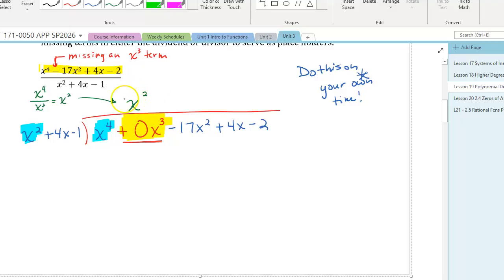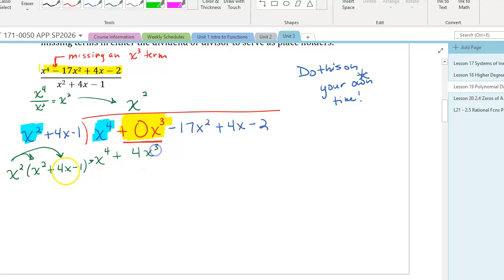So you're going to take what you put on top and you're going to multiply it by the entire polynomial outside. So we'll use the distributive property. X squared times x squared gives you x to the fourth. X squared times 4x gives you plus 4x to the third. And then x squared times negative 1 gives you negative x squared.